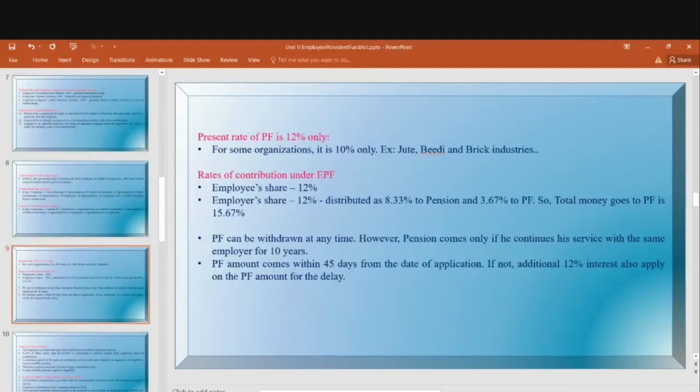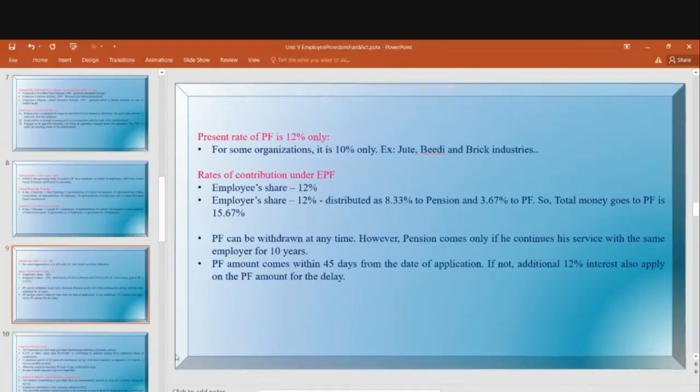So if you want to use this Provident Fund amount, you have to apply for it. Immediately after the date of application, within 45 days, the amount will get credited. If not, additional 12% interest also applies on the PF amount for the delay. So these are the usages, how the Provident Fund can be utilized by the employees.